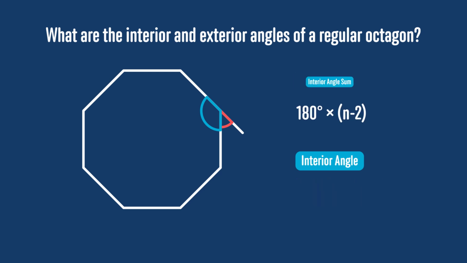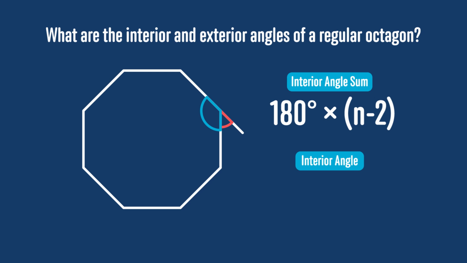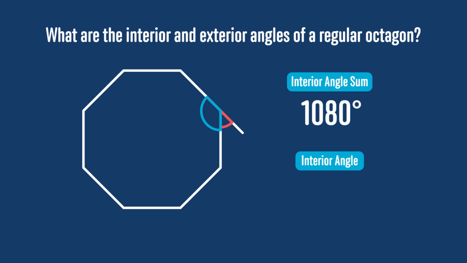Or we could also use the interior angle formula that we've got directly. The sum of all the interior angles in the octagon would be 180 times 8 minus 2, which is 180 times 6, or 1080 degrees. Then each individual interior angle would be 1080 divided by 8, which again gives us 135 degrees. Let me know in the comments which method you prefer.